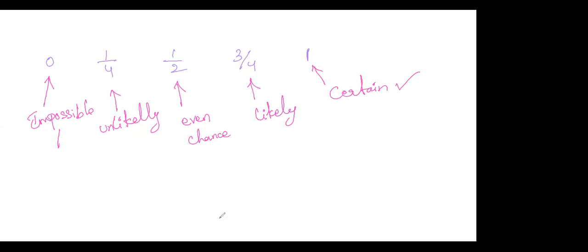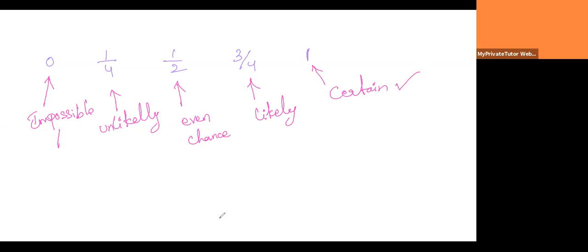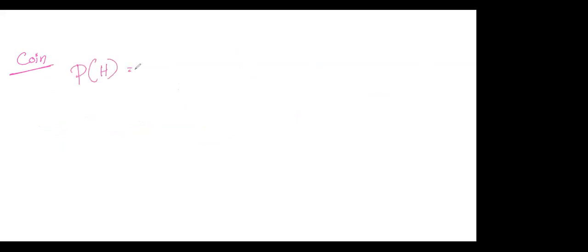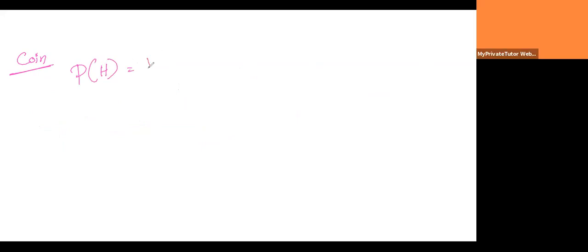Okay, guys. So let's try some questions. Okay, so let's try some basic questions. So we were talking about a coin, right? So you will toss a coin. What is the probability of getting head? 1/2. Okay, yeah, good one.